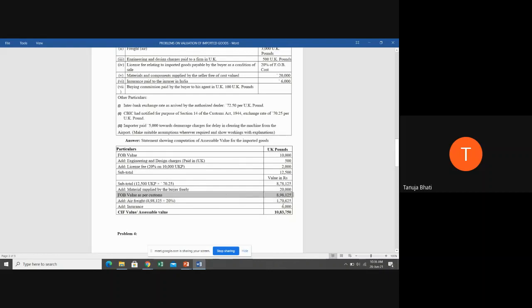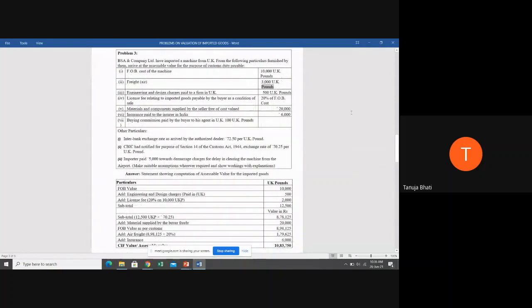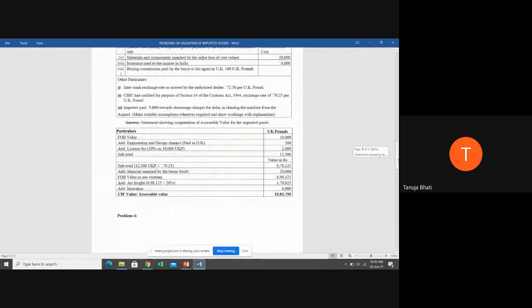Now, the value as per customs, you got the FOB value as 8,98,125. To this, two things you need to add in order to get your CIF. Insurance, you can see in the question, insurance paid to the insurer in India is rupees 6,000. Obviously the air freight also should be in rupees. Now what is the actual air freight given? 3,000 UK pounds. So 3,000 into, what is the exchange rate? 70.25.